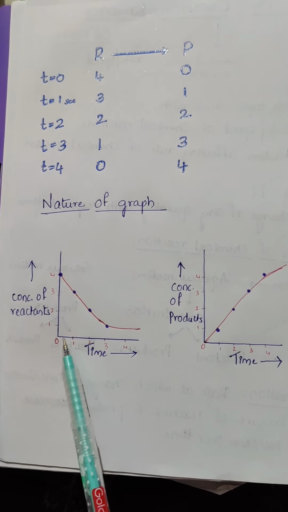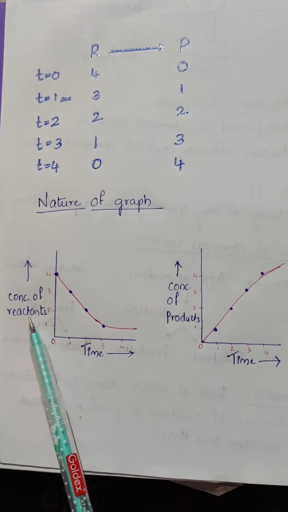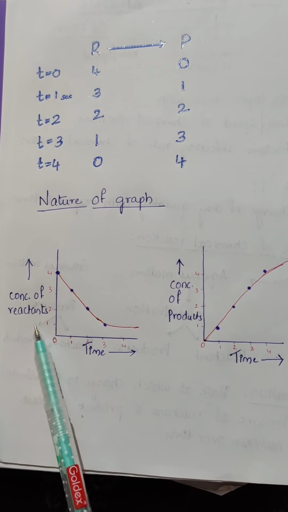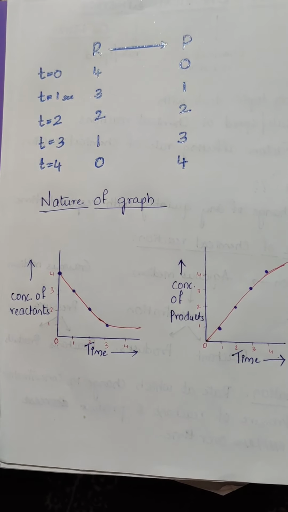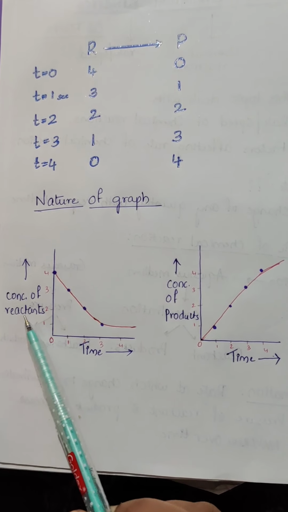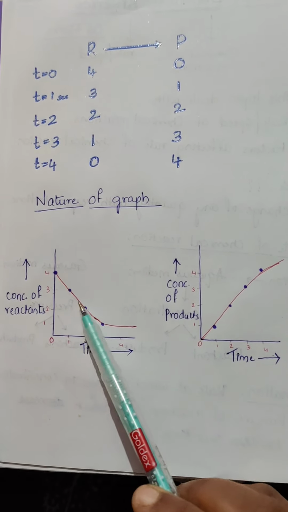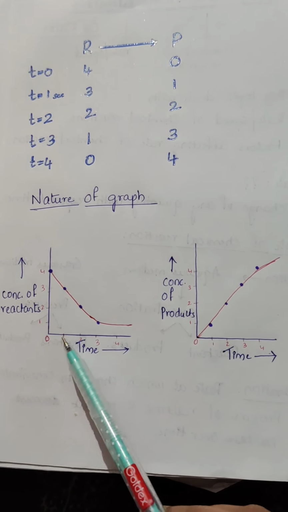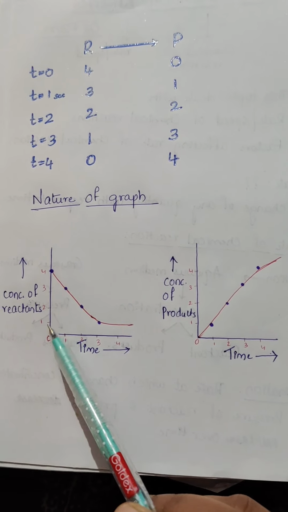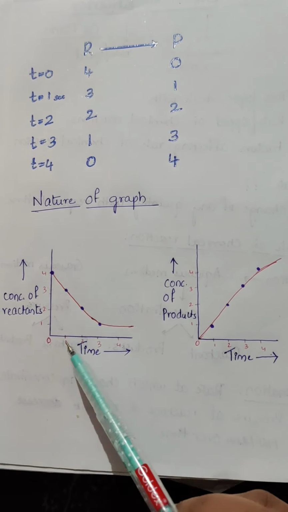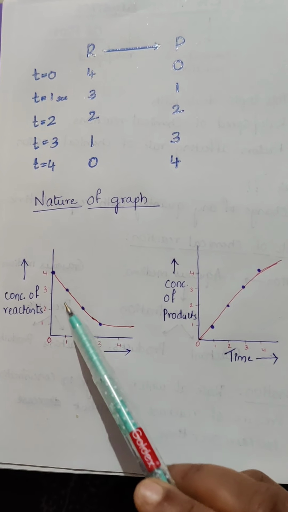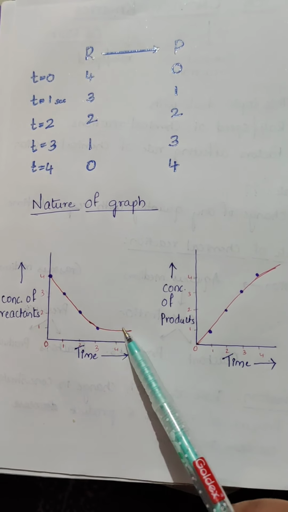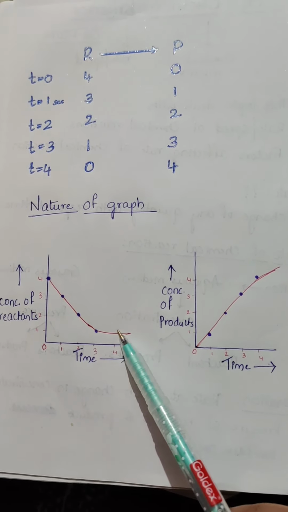So if you plot a graph of concentration of the reactants over time, I have taken the concentration of the reactants on the y-axis and time on the x-axis. If you see, the concentration of the reactant goes on decreasing with the increase in time. So at time t = 0, at the start of the reaction, if I say the concentration is 4, after 1 second the concentration has decreased to 3, and after 2 seconds it has decreased to 2. So the concentration of the reactant goes on decreasing with respect to time.